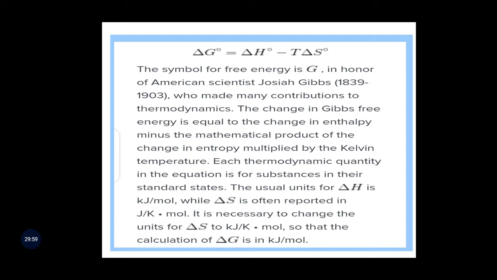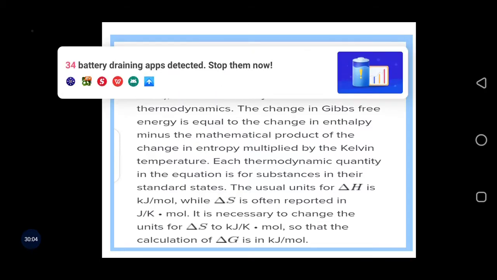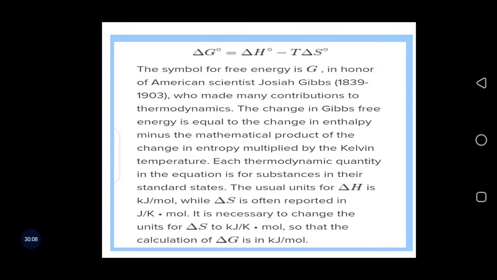Entropy. So the symbol for free energy is capital G. It is in honor of the American scientist Josiah Gibbs, 1839 to 1903, who made many contributions to thermodynamics. That is why we call it Gibbs free energy.